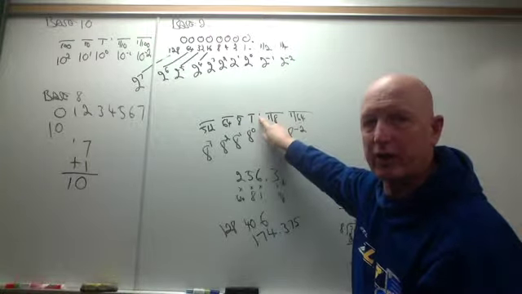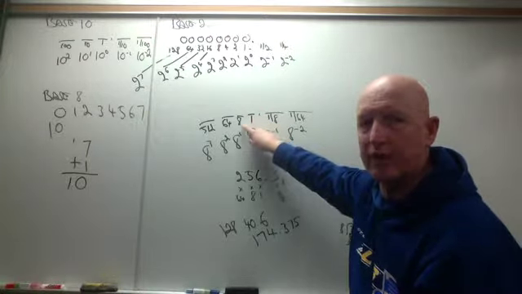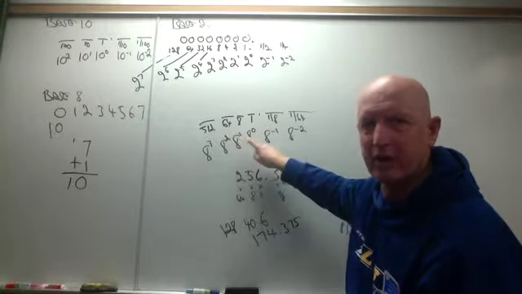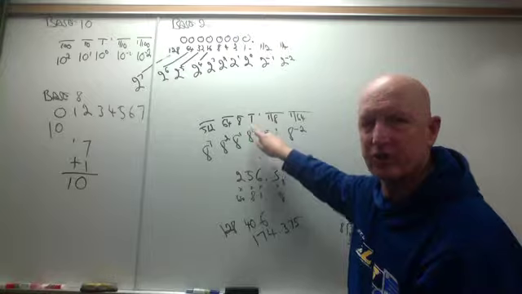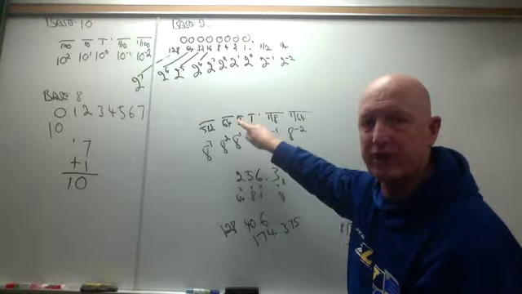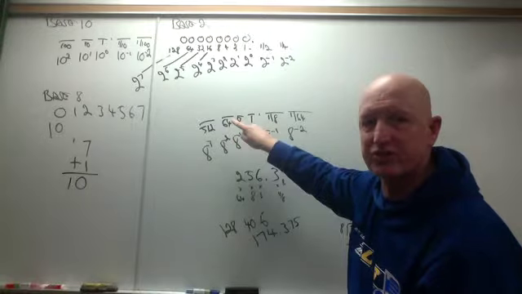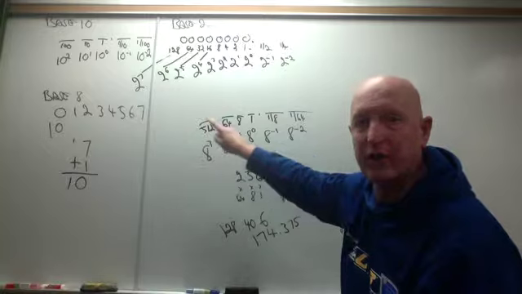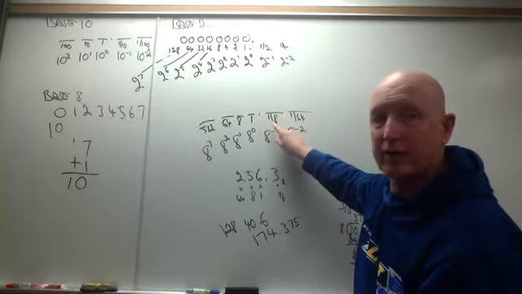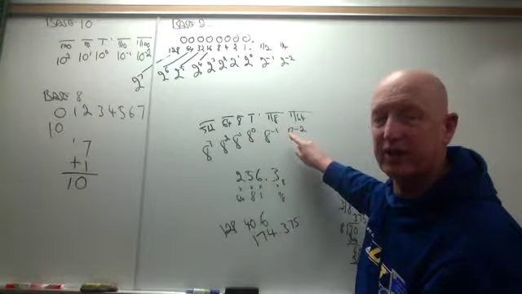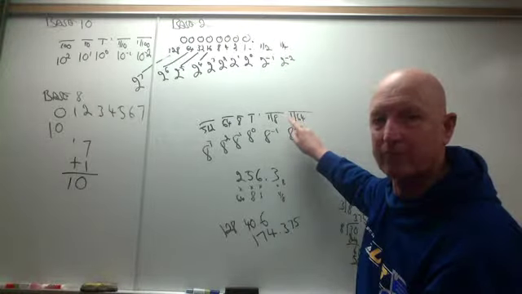Here's a decimal point, and this column is worth 1, 8, 64, 512. Why? This column here is 8 to the 0 power. This column here, that's 1. 8 to the first power is 8. 8 squared is 64. 8 cubed is 512. And if you need to, you keep going. After the decimal point, this is 8 to the negative 1, or 1 over 8. This is 8 to the negative 2, or 1 over 64.